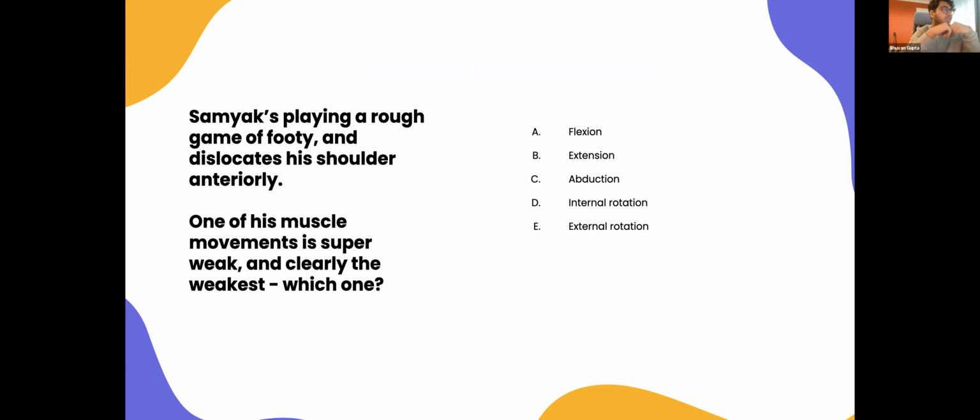All right. So Samak, he's playing a rough game of footy. He dislocates his shoulder anteriorly. His muscle movements are a little bit weakened, fair enough, but one of them is clearly the weakest. Which one of these shoulder and arm movements is going to be the weakest? What do you guys think?